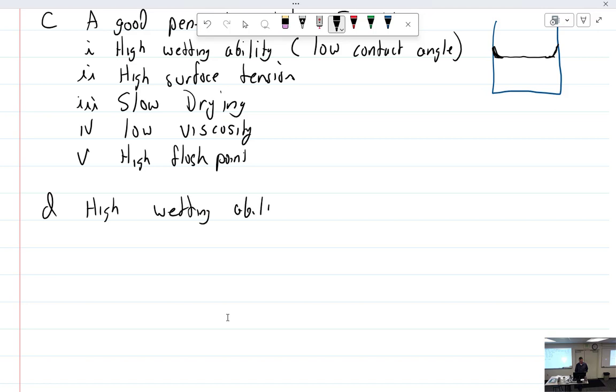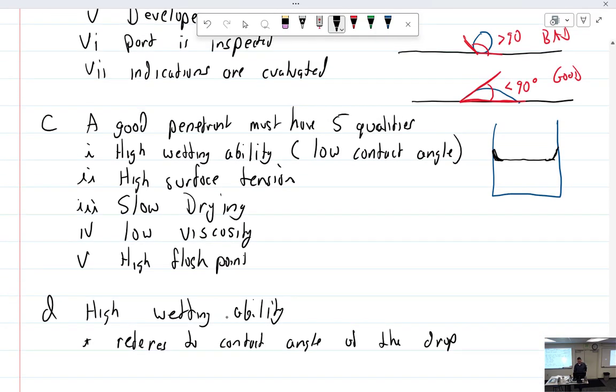Why do we use kerosene? Kerosene has a high flash point. For those of you thinking ahead, we use kerosene in magnetic particle inspection. That's different. So high wetting ability refers to the contact angle of the drop of liquid, and that was what I showed you right up here.